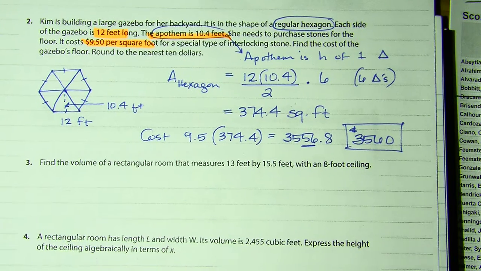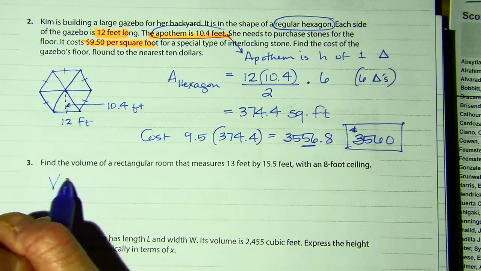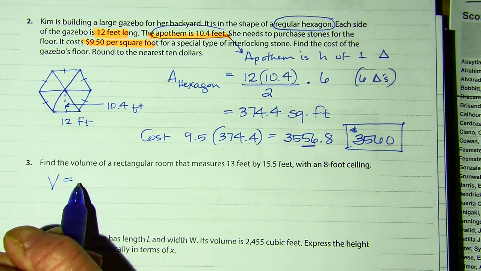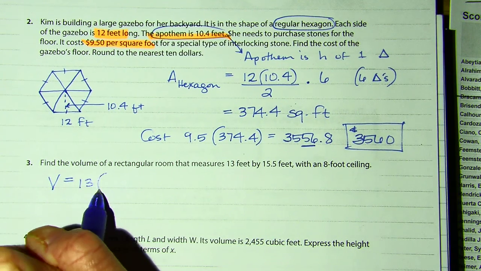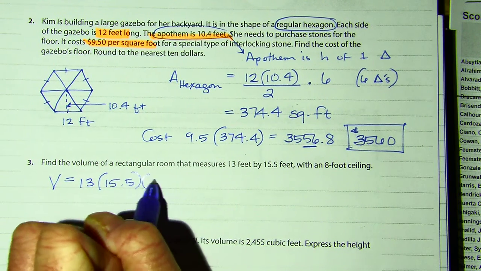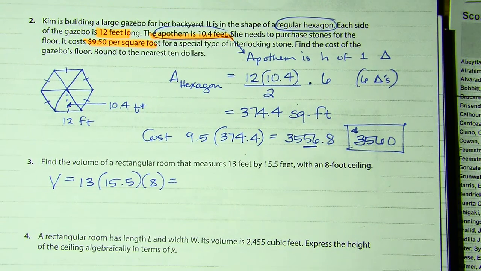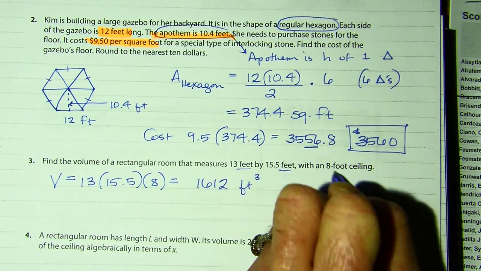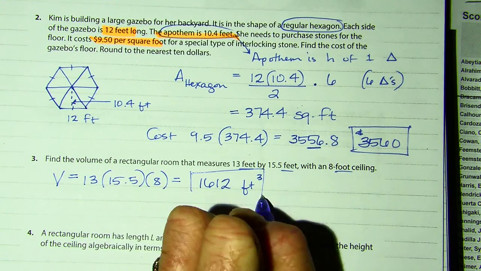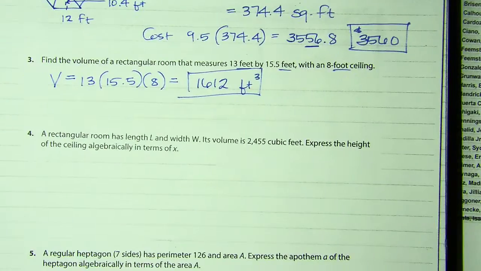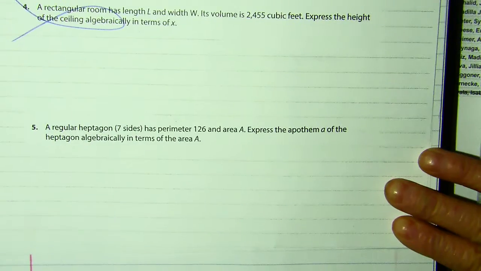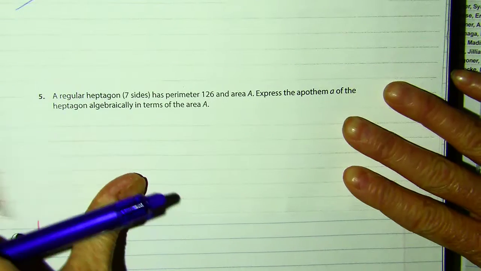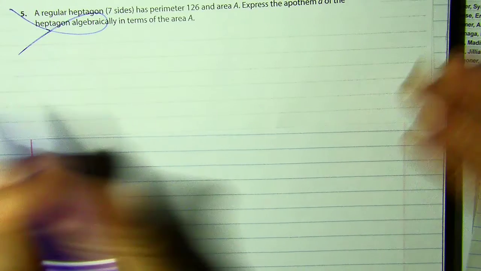Moving on, volume. Volume is simply all 3 dimensions. Remember, 13 times 15.5 times 8. And so if you multiply all three, you get 1612 feet cubed, because there's 1, 2, 3. I doubt it has you enter algebraically. All right, number 5. And I doubt it has you do that one. Usually on the homework in these, you're only having to do the ones that have an actual algebraic answer.